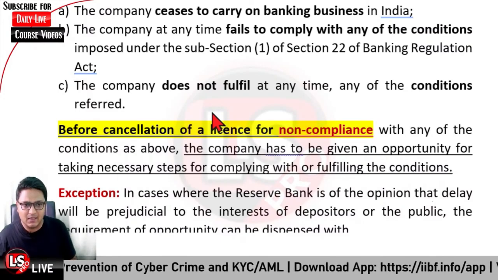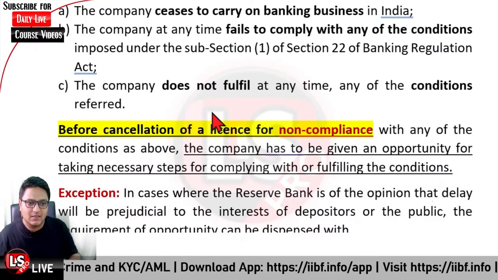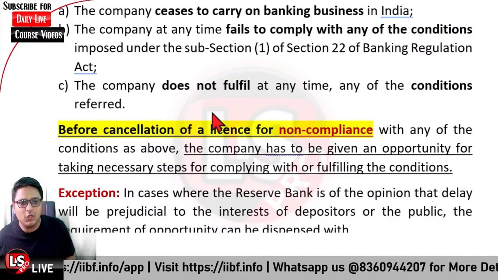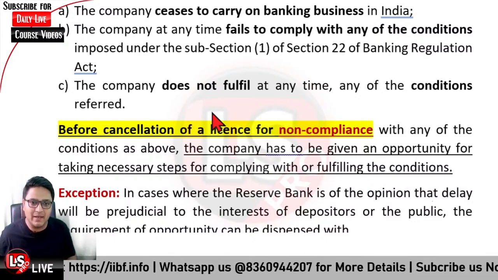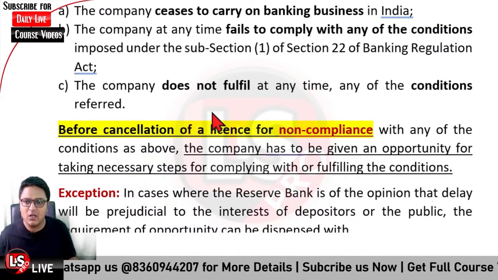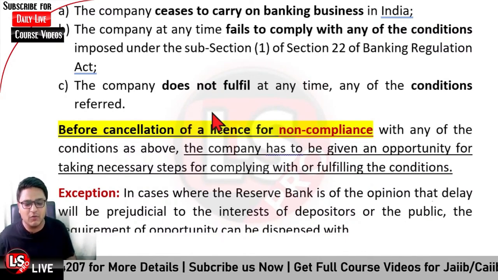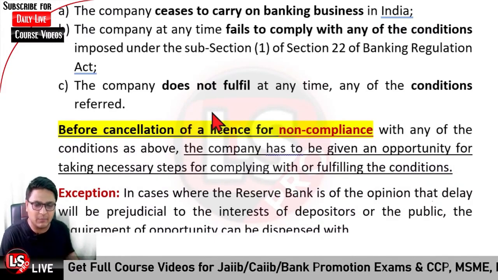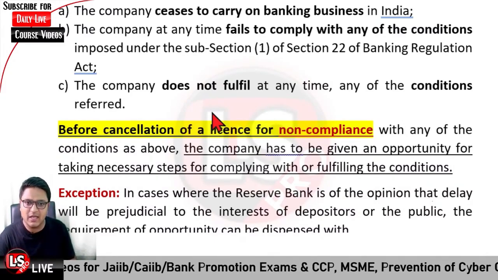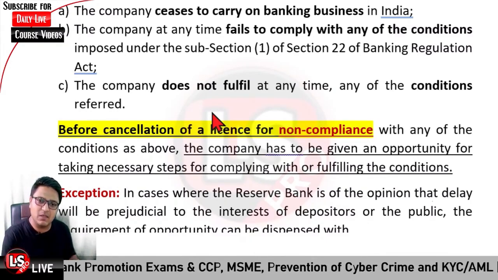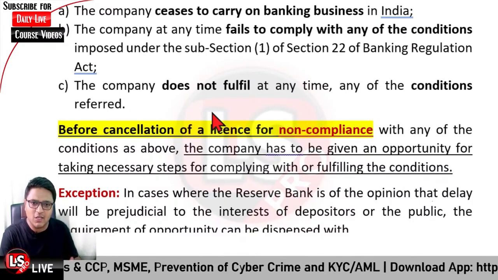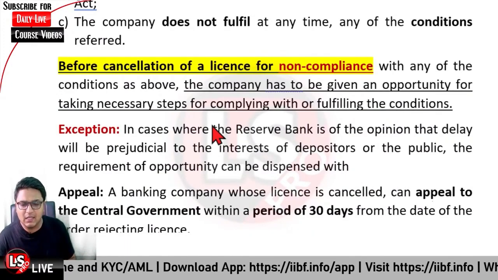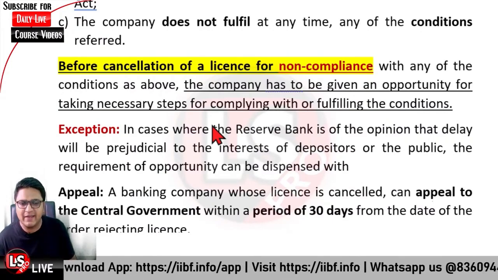If the RBI is of the opinion that if there is some delay, then it could be detrimental to the depositors, or it could be detrimental to the banking industry, in that case the requirement of giving the banking company an opportunity to be heard can be dispensed with. यानी कि उस opportunity को खत्म किया जा सकता है. अगर RBI को ये लगता है कि डिपॉजिटर का इंटरेस्ट उससे और खराब होगा या फिर डिपॉजिटर्स के हित में नहीं है, उसके केस में जो अपॉर्चुनिटी देने का जो प्रोसीजर था उसको खत्म किया जा सकता है, उसमें एक्सेप्शन हो सकती है.